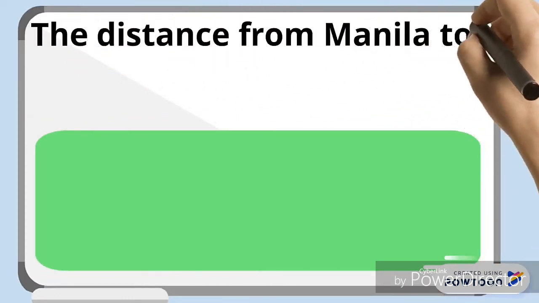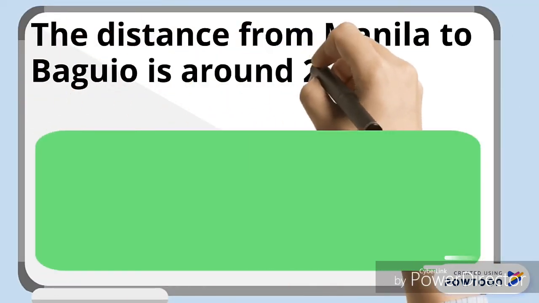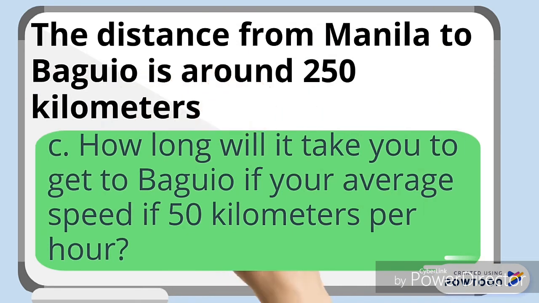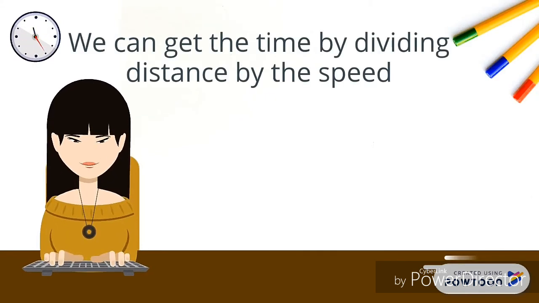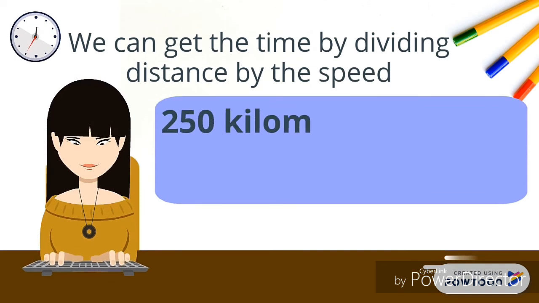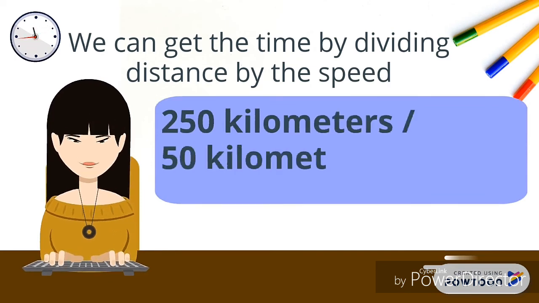The distance from Manila to Baguio is around 250 kilometers. How long will it take you to get to Baguio if your average speed is 50 kilometers per hour? We can get the time by dividing distance by the speed. 250 kilometers divided by 50 kilometers per hour is equal to 5 hours.